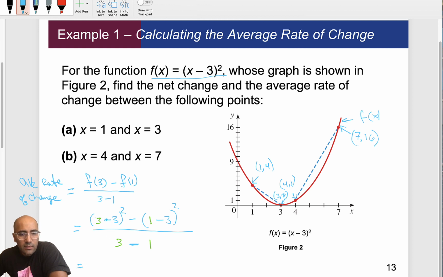We get 3 minus 3 is 0 squared, so that's just going to be 0. 0 minus, and then 1 minus 3 is negative 2, squared becomes 4. So negative 4 over 2, which leads to just negative 2. So the average rate of change between these 2 points is going to be negative 2. The slope of that dotted blue line is a negative 2. Okay, let's do the other one.